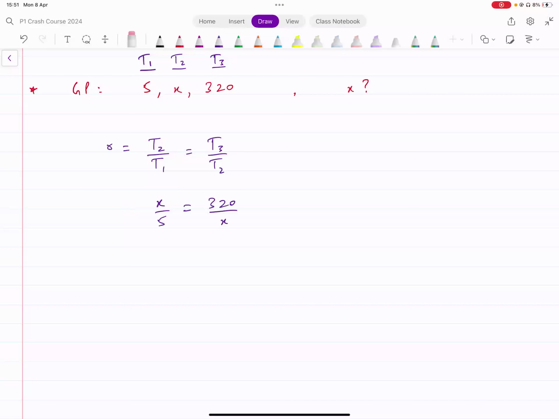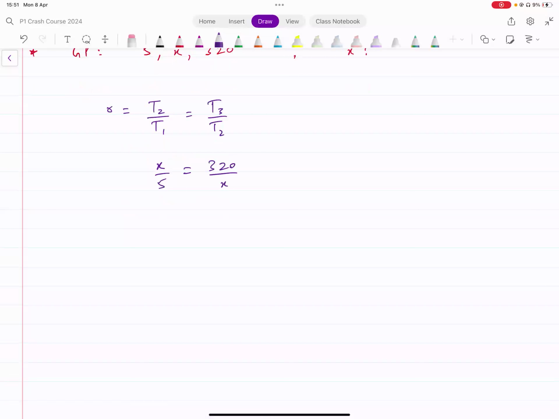And that gives you an equation. You can solve this equation to figure out the value of x. In this case, x squared equals 320 into 5. That's going to give you 1600. We take the square root of this. x equals plus minus 40. So x could be 40 or it could be minus 40. Both the possibilities are there. These are the possible values of x that you get from this.